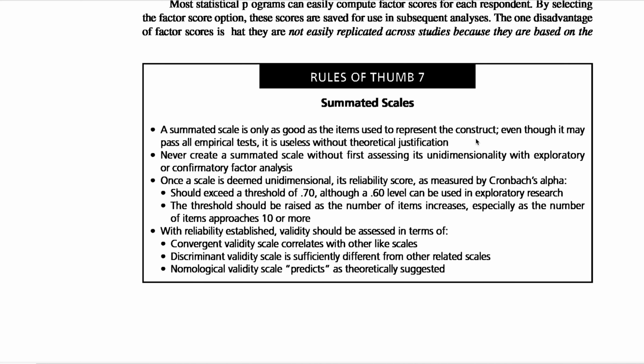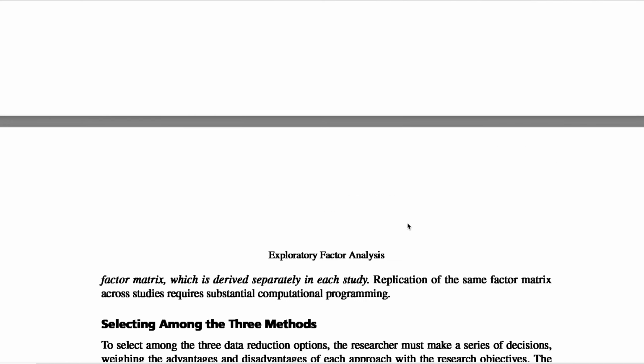The threshold should be raised with the number of items, especially as the number of items approaches 10 or more. With reliability established, validity should be assessed in terms of convergent validity, the scale correlates with other like scales; discriminant validity, the scale is sufficiently different from other scales; and nomological validity, the scale predicts theoretical suggestions.